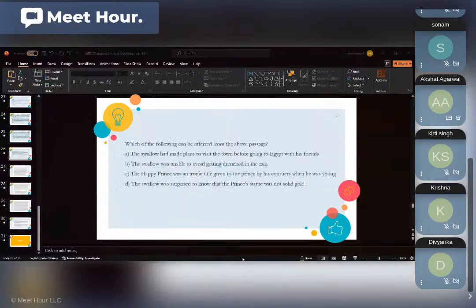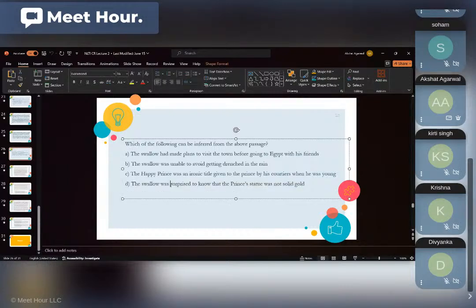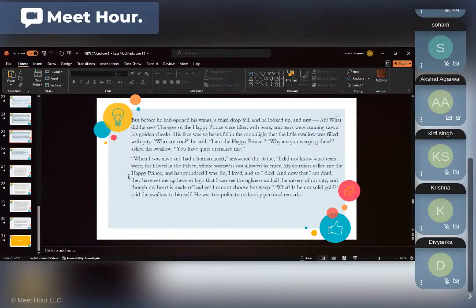I think option D was stating that the swallow was surprised to know that the statue was not made entirely of gold. So we did not choose this option because it was stated in the passage. No, the reasoning behind choosing option D is that we can infer it from here.